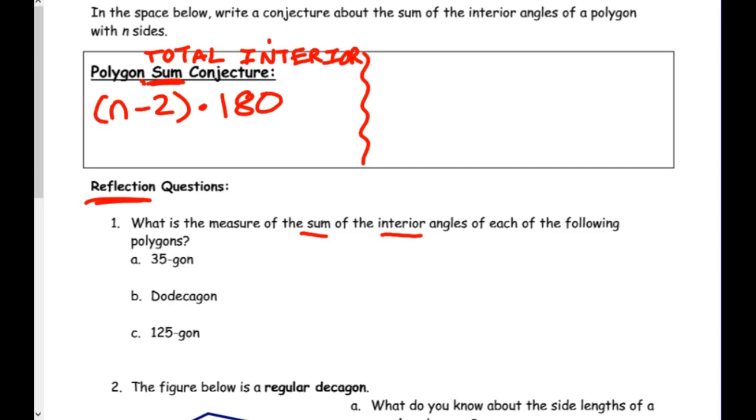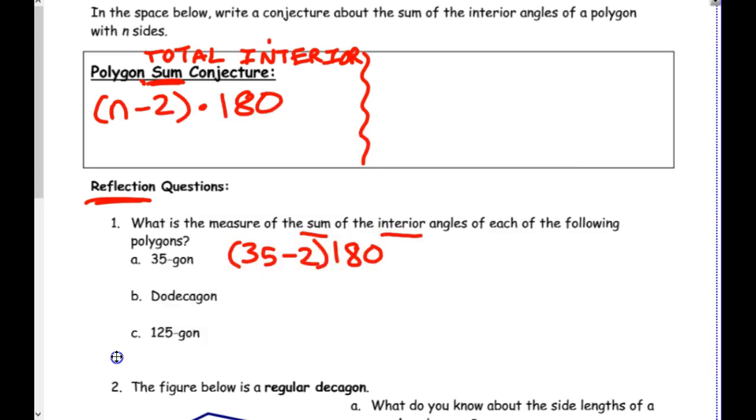35. All right, easy, right? So take that number 35 and plug it into n. Replace n with the number 35, type it in your calculator, and get your answer, right? So I'm going to write 35 minus 2 times 180. Does everyone see what I'm doing? That formula with that number, get your answer for the sum of the interior angles. So what is 35 minus 2 times 180?